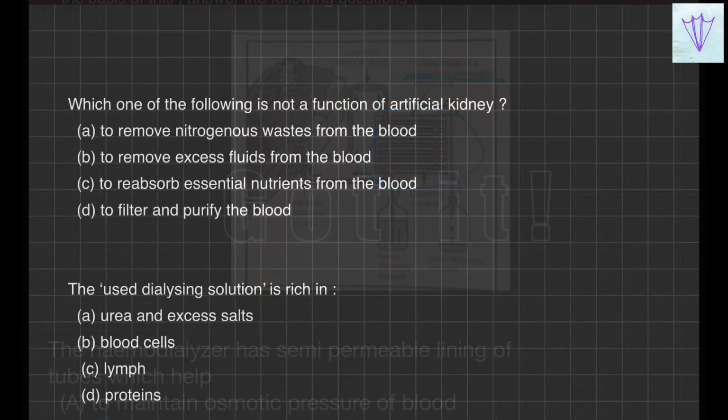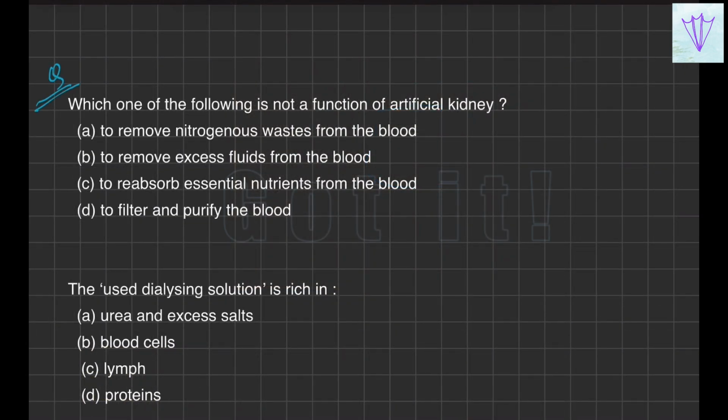Moving to the next question. The next question in that case-based question is: which one of the following is not a function of an artificial kidney? It is important to note that it is written as not. Is it to remove the nitrogenous waste from the blood, to remove excess fluids from the blood, to reabsorb essential nutrients from the blood, or to filter and purify the blood? So the answer is option C. It is to reabsorb essential nutrients from the blood.